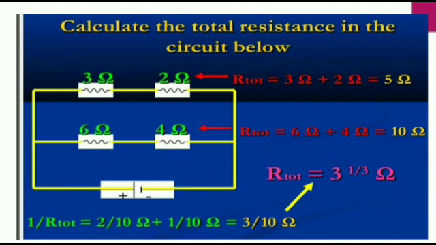And now calculate the total resistance in the circuit. So for example, 3 ohm and 2 ohm resistors in series, and another one parallel to this with 6 ohm and 4 ohm. How to calculate that? It is easy to find out. First you have to calculate the series resistance. Therefore, 3 plus 2 is 5 ohm, and 6 plus 4 is 10 ohm.